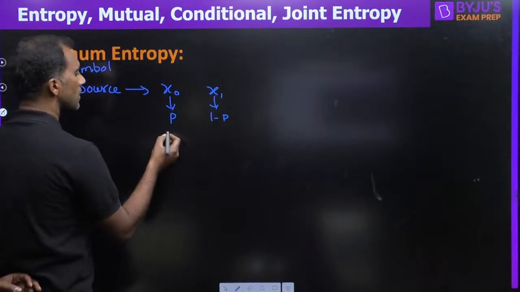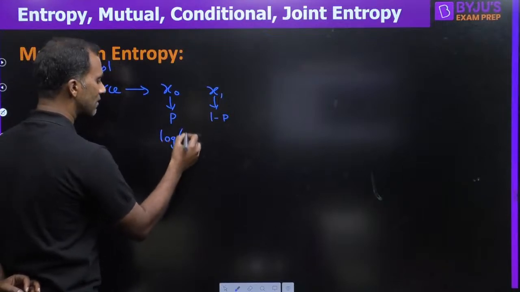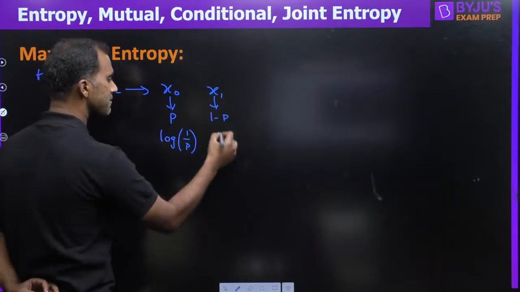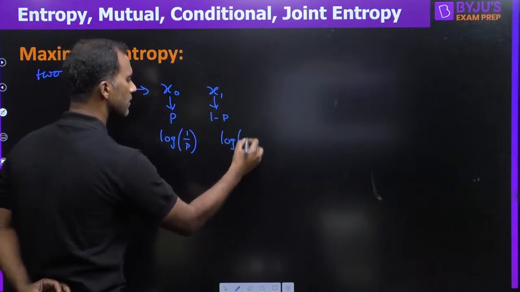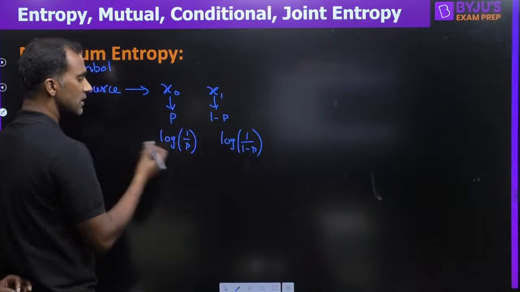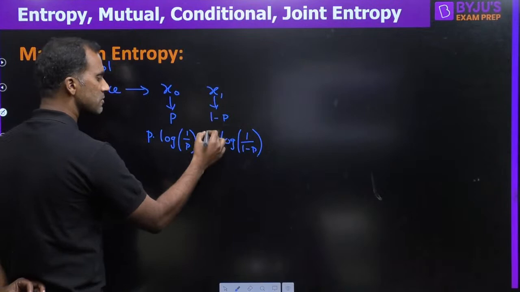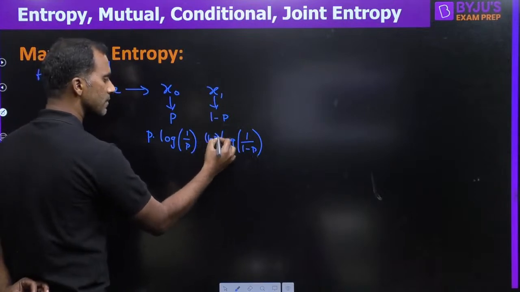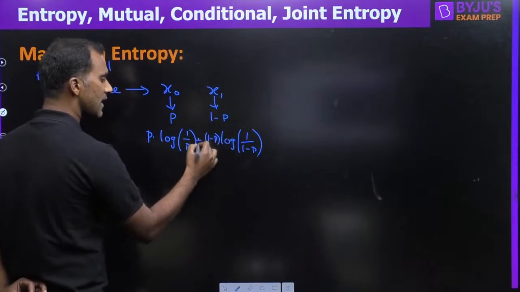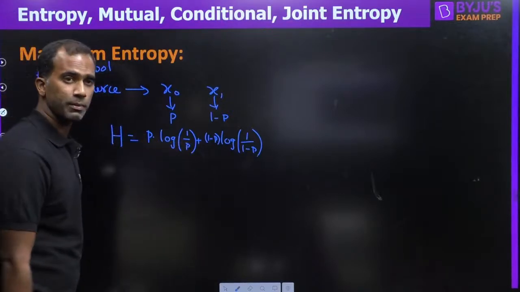Right. So what is the information in this one? Logarithm of 1 by p. What is the information in this one? Logarithm of 1 by 1 minus p. This is the information in this, this is the information in this. Let's average. How do we average? This happens with the probability of p and this happens with the probability of 1 minus p. Just multiply with the probabilities and add it up. That will give us the entropy. Yes, we got the entropy.